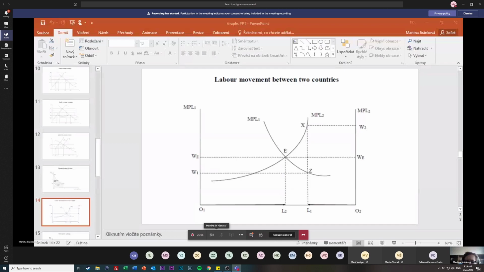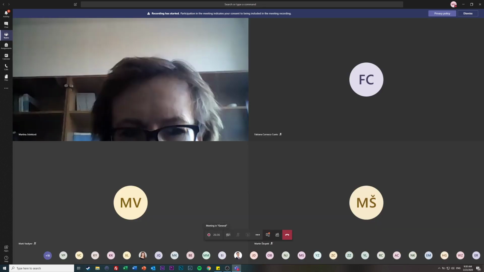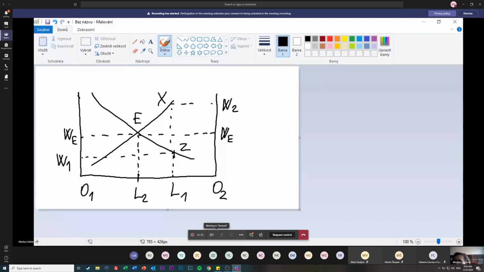Imagine the Czech Republic and Germany. Traditionally, we always wanted to work in Germany, to migrate to Germany. So let's have a look. I will show you my graph here. I will change it. So now let's start. We will talk about the impact of migration.